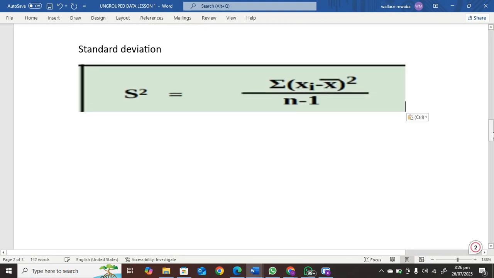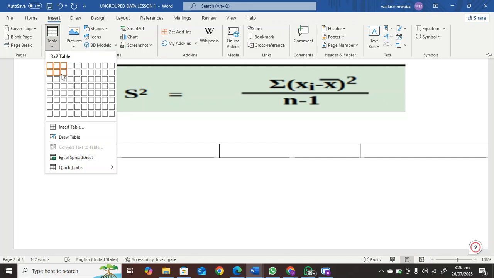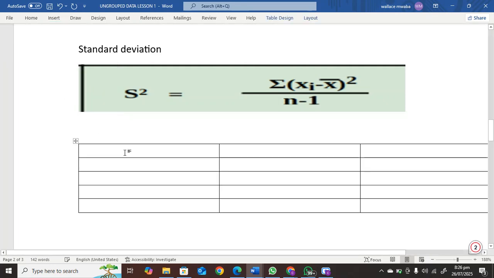Okay, so this is what we're going to do. Make a small table like this. We have x values. With this formula, what it's saying is that each value, you're going to subtract it by the mean. And after you subtract it by the mean, you're going to square that value.